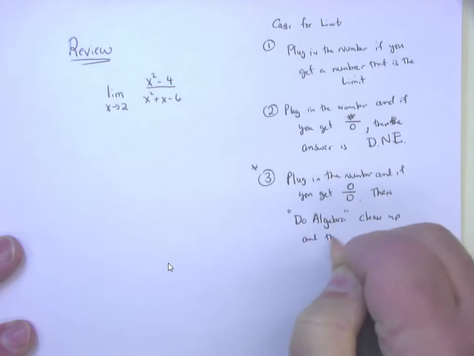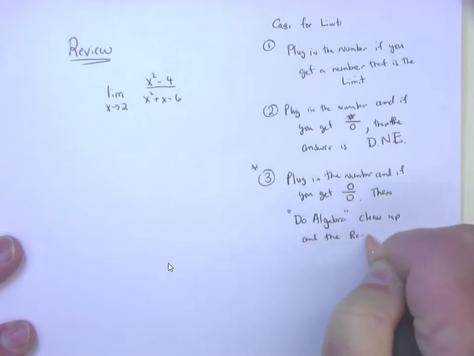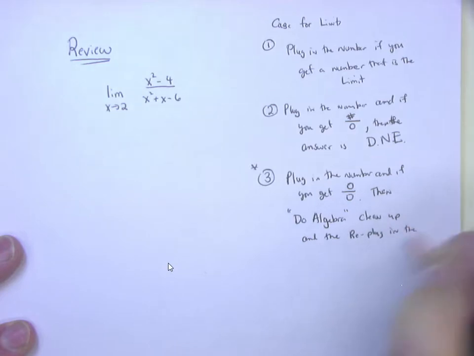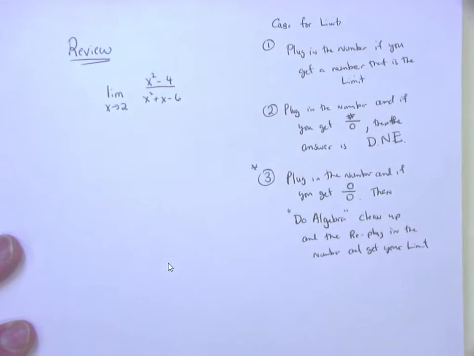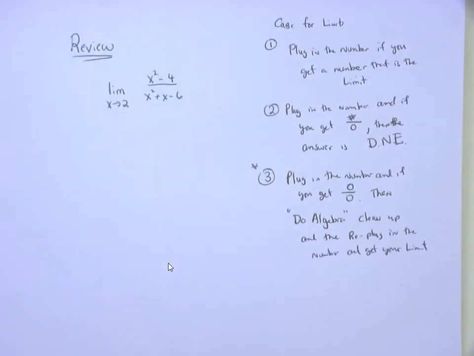And if you can get that stuff to cancel, then do algebra, clean up, and then re-plug in the number and get your limit. So I threw an example up here for you guys. The limit as x approaches 2 of x squared minus 4 divided by x squared plus x minus 6.